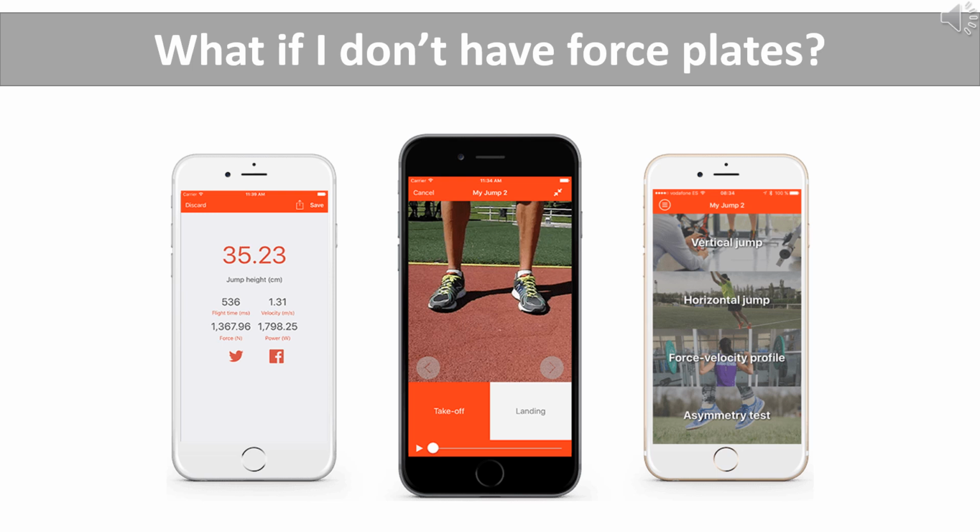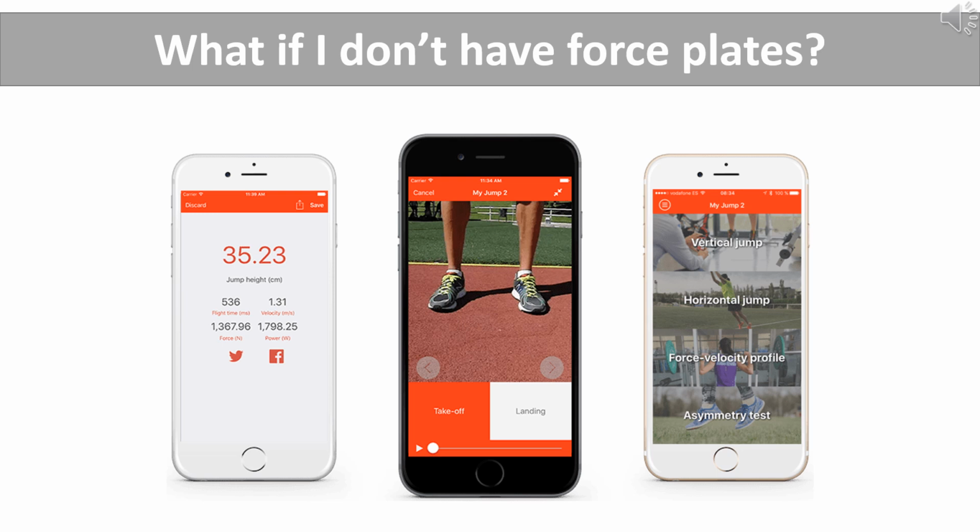And I was referring, particularly in the countermovement jump and the standing broad jump slides, about the use of force plates. But I do acknowledge that not everyone will have access to a force plate, because not everyone has the budget for them. And so the question becomes, well, if I don't have force plates and I would like to use something beyond a jump mat or contact mat, what can I do?